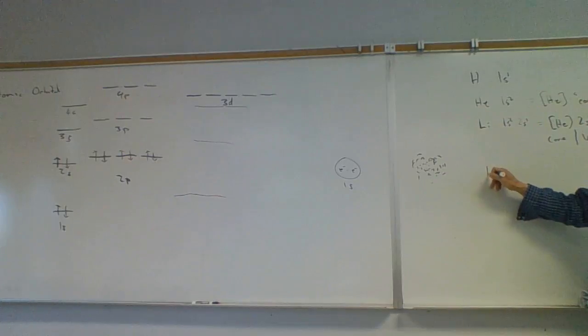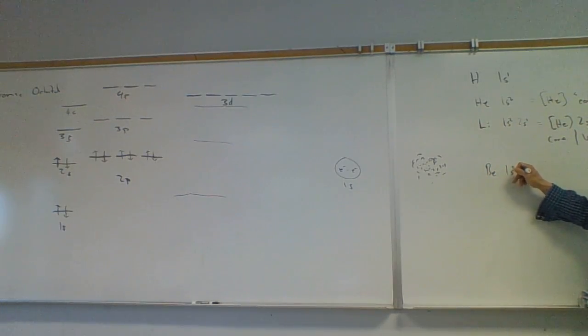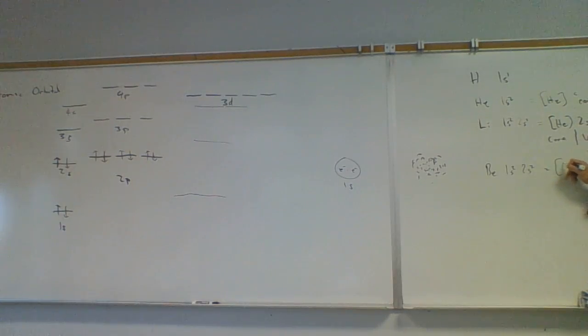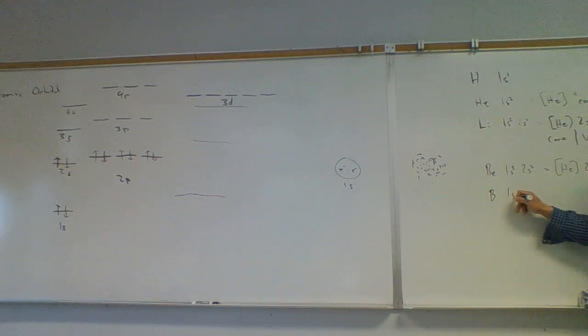And then after lithium comes beryllium. Beryllium is going to be 1s2, 2s2. So this one's going to have 2 valence electrons in 2s. So this is going to be helium, the core, plus 2s2. Core electrons, again, we don't touch. Beryllium to boron, this is kind of repeating what we're talking about.